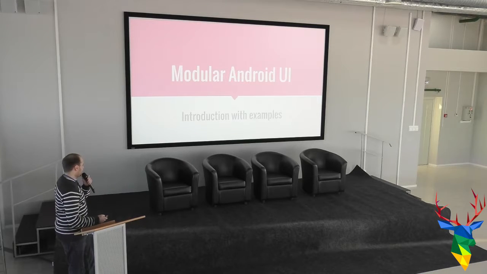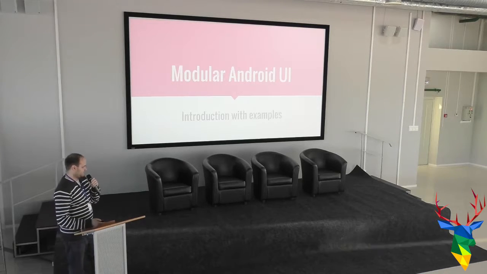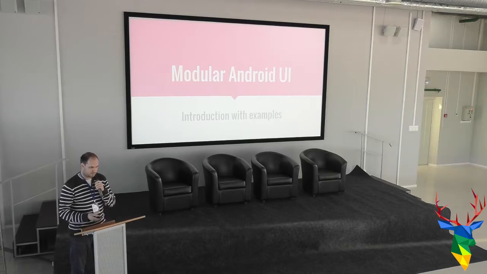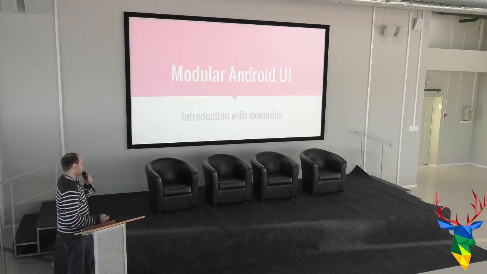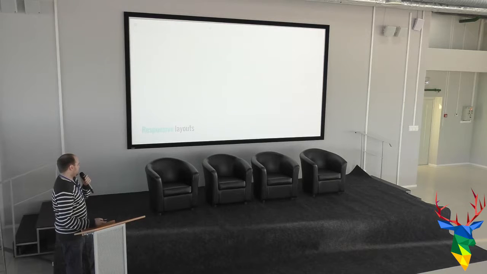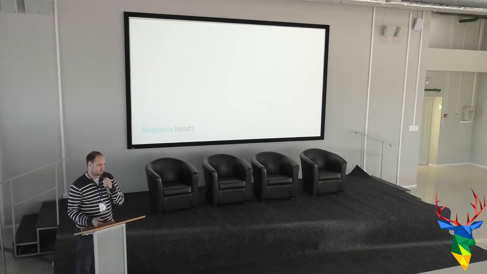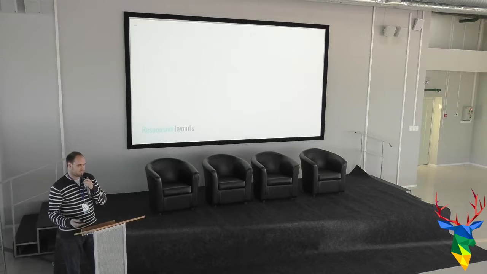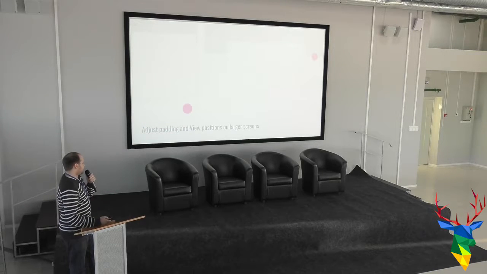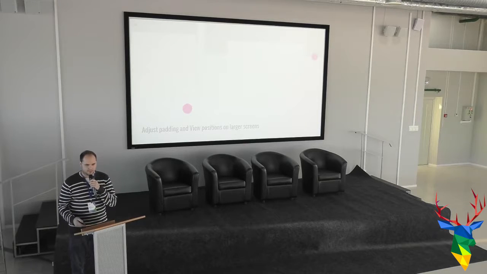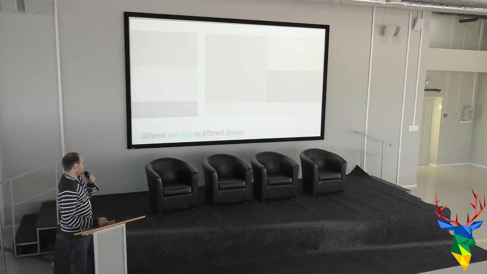And okay, so an introduction with examples. What do I mean by having a modular UI code? Well, to have responsive layouts. So on larger screens, you increase the padding, for example, to change the view positions if you have a larger screen.